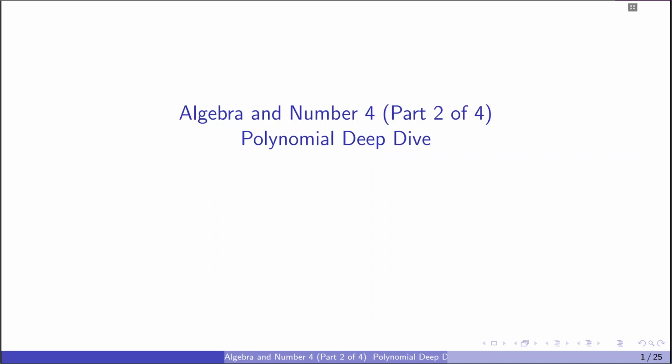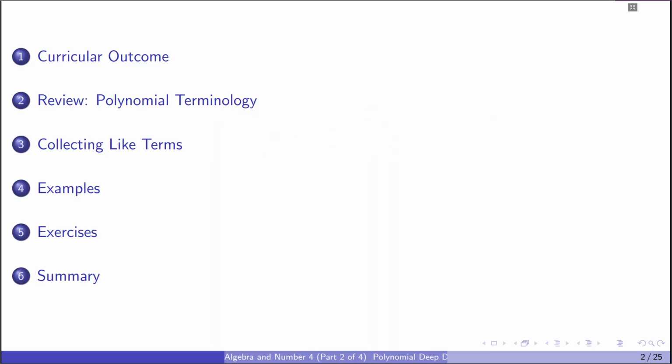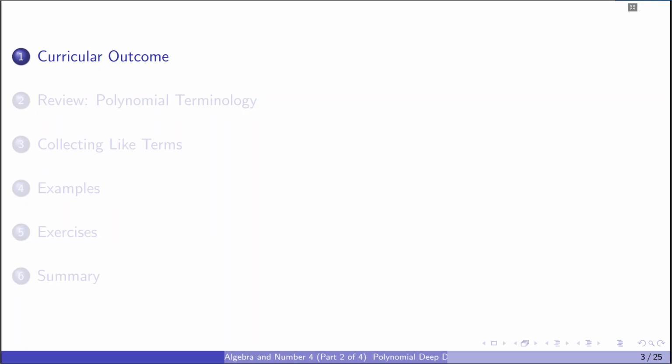Hello, welcome to part 204 in our coverage of Alberta's Algebra and Number 4 curricular outcome. This is going to be a deep dive into polynomials. We're going to look at our curricular outcome, review some polynomial terminology, go into collecting like terms in more detail, and talk about examples and exercises.